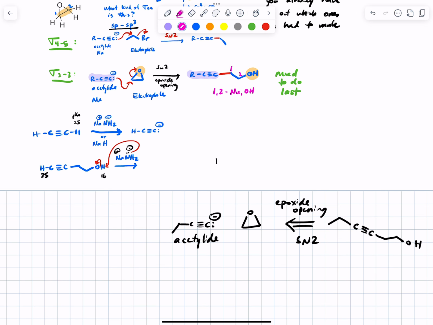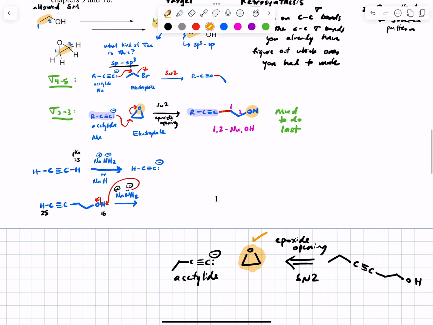By the way, anytime in a synthesis you use as one of your allowed starting materials, you need to celebrate a little bit and say, yay, because, go ahead.